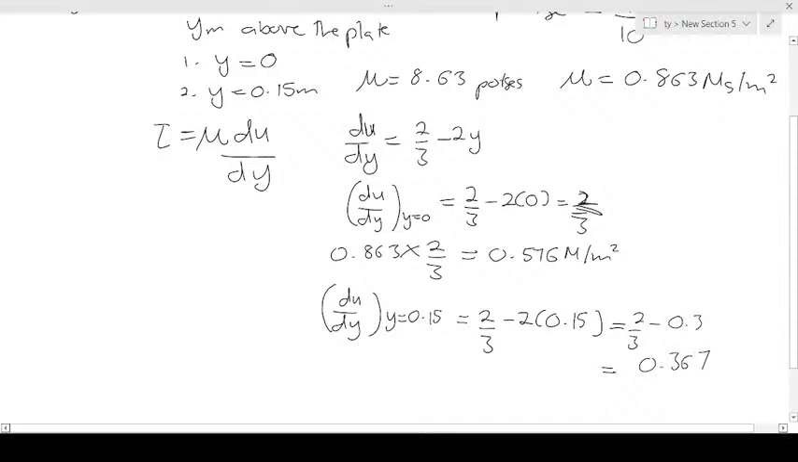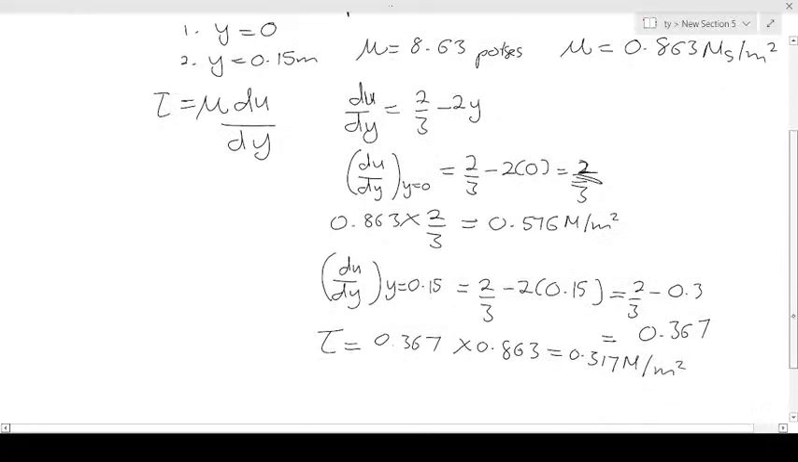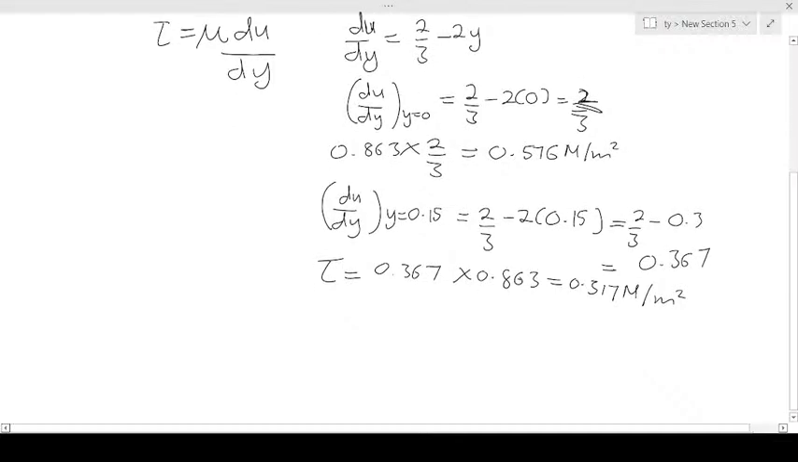So now to find the shear stress, we are going to multiply this 0.367 by our mu, which is 0.863, and this should be giving you 0.317 Newton per meter squared. So this should be your final answer for this question. Okay, so I want us to take one more question, then we move on.